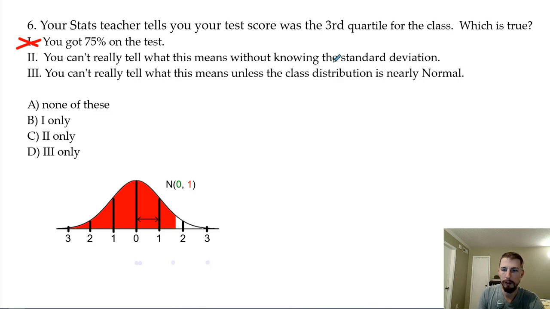Can't really tell without the mean and standard deviation? Nope, because we know what percentiles mean. Can't really tell what this means unless the class distribution is nearly normal. It actually doesn't have to be. I just showed a normal curve because it's easy to show the area under the curve. But regardless of if it's skewed and we can't use the mean and standard deviation, we can still know what your percentiles are. So that's not true either. In fact, none of these are true.